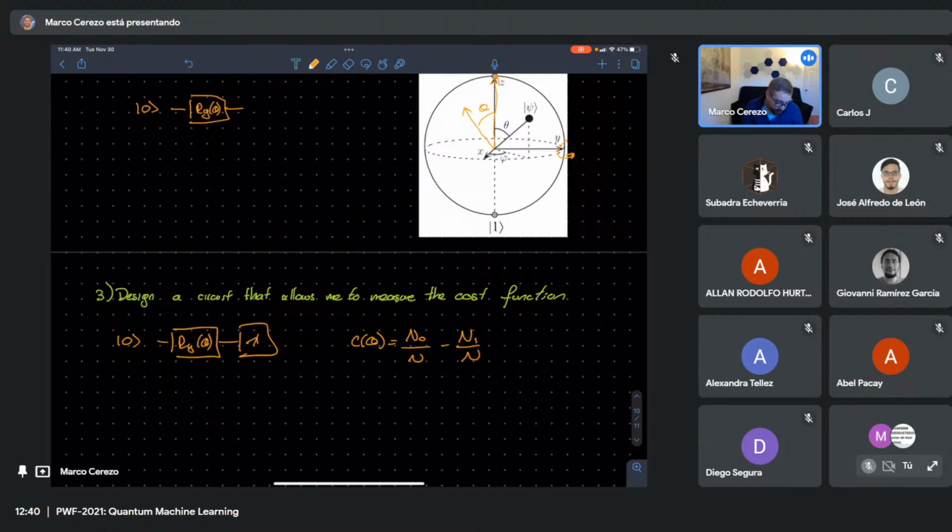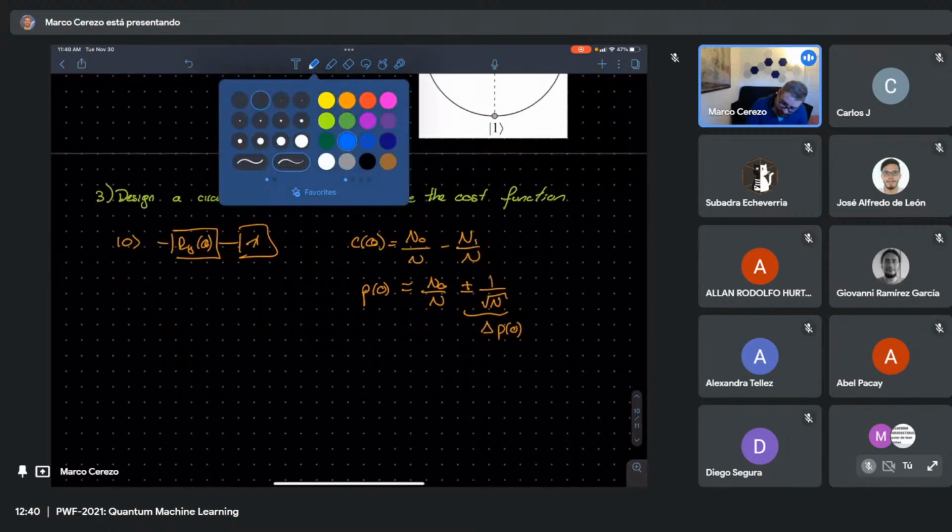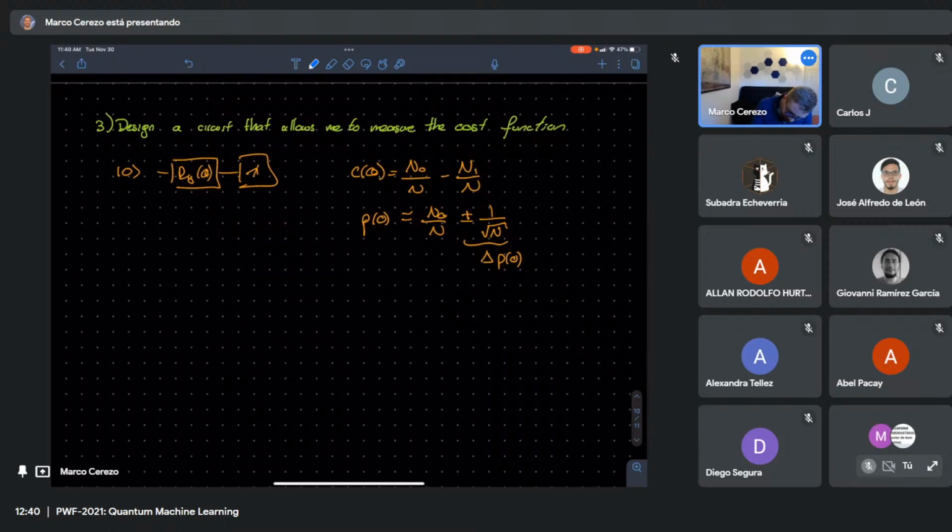So here, what you have to be careful of is that whenever you estimate a quantity through measurements, for instance, if I estimate the probability of 0, like N0 divided by N, I'm going to have a statistical uncertainty that's going to be of the order 1 over square root of N. So this right here is my statistical uncertainty of estimating the probability of 0 due to finite sampling. So this is going to be extremely important, something to take into account.